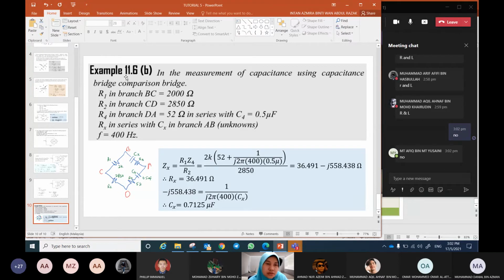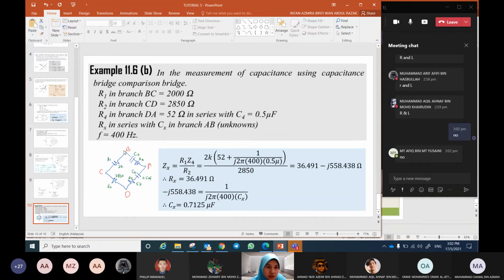This is an example taken from the textbook. In the measurement of capacitance using a capacitance comparison bridge, the values are given for R1, R2, R4, C4. So from this information, the first step is to sketch the diagram.